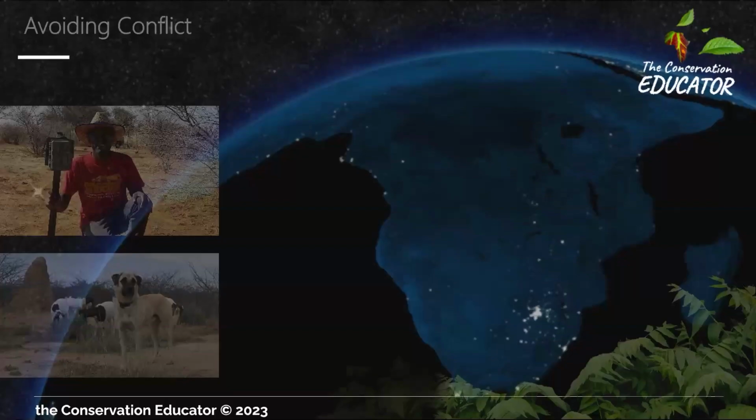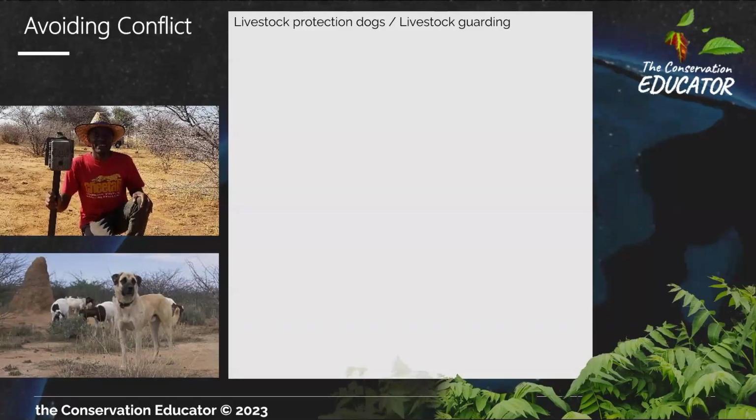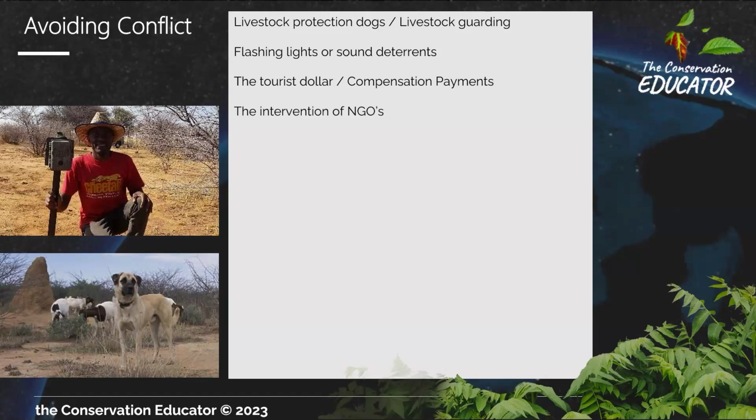Okay, so how do we avoid conflict then? Well, we can use livestock protection dogs. You can see on the bottom left there, that's an Anatolian sheepdog, often used to protect donkeys in Botswana, for predator protection. They really will attack the predator. Flashing lights we just spoke about, that's what you can see on the top left. The tourist dollar or compensation payments, again, I've been on those. It's a bit tricky. They can get quite political. NGOs can intervene and either help to reduce the conflict or work with communities to better help them understand where they're living and what's going on.